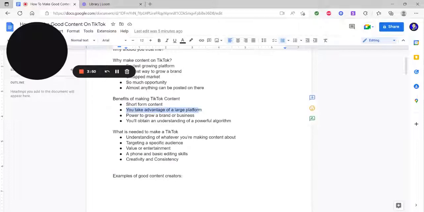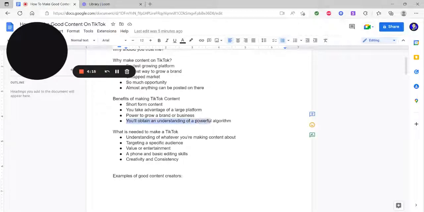You're also taking advantage of a large platform. Like I said, TikTok is probably the largest platform right now, at least in terms of views and how many people use it daily. It's such a big platform that there's just no way you shouldn't be on it if you're going to grow a brand or a business. And that brings me to my next point, the power to grow a brand or a business. It's such a big platform, it gives you no excuse to not be on there.